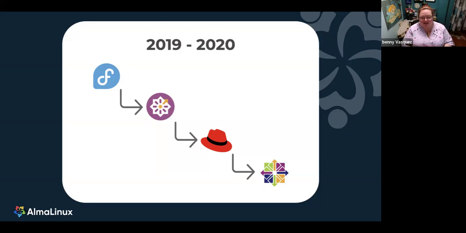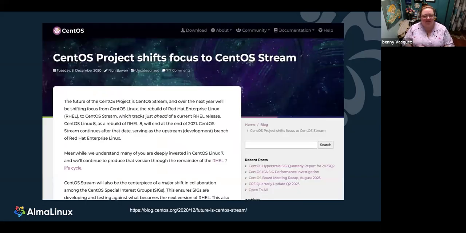As users of CentOS, we still had that option, but in 2020, Red Hat announced that CentOS Linux, the downstream version, would no longer exist. CentOS 8 and CentOS 7 would be the last versions, and then they shortened the life of CentOS 8 by about 6 years. So we all kind of scrambled.